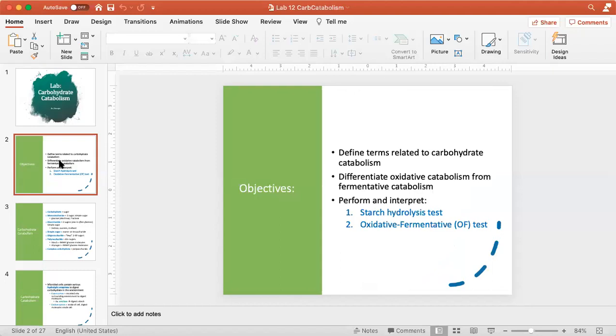Now I'm saying those words slowly because this is where the rubber meets the road in terms of difficult language. It's critical that you put together a vocabulary list for yourself of any terminology that you are not really comfortable with, so that when you see terms like oxidative and terms like catabolism, you feel very comfortable with them. For our exercise today, we're going to perform and interpret two different tests. One is called the Starch Hydrolysis test, and one is called the oxidative fermentative test, or what's most commonly called the OF test.